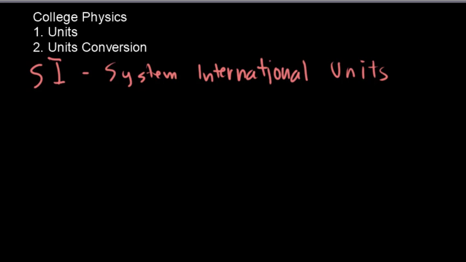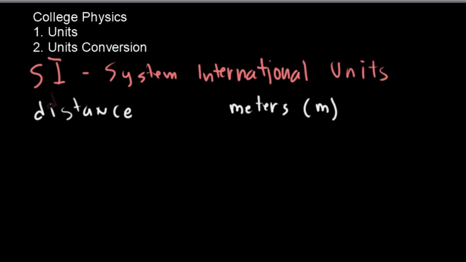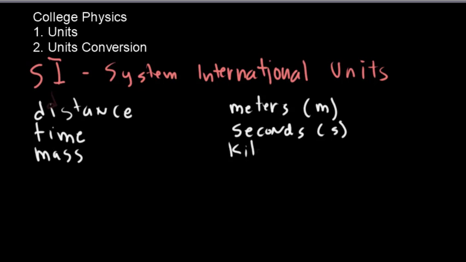So our first unit is going to be a unit of distance. And the units of that are going to be in meters with the abbreviation of M. Our second is going to be that of time, units of second, abbreviation S. Then we have mass, unit of kilogram.